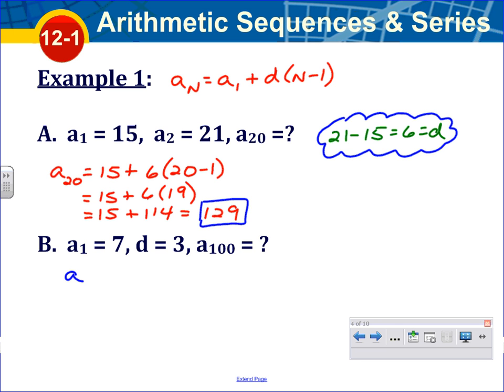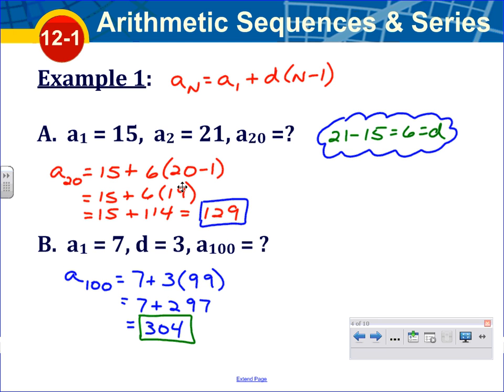But I do need to find a sub 100. Same formula. A sub 1 is 7, d is 3, and now my n is 100, so n minus 1 is going to be 99. And then I just figure out those values. 7 plus 297, which gives me 304 for my 100th term. Okay, so you can see obviously that the formula is way helpful there. I mean, you're not going to really write out 100 terms for that sequence. That would just be annoying.